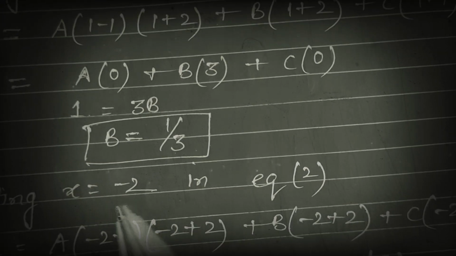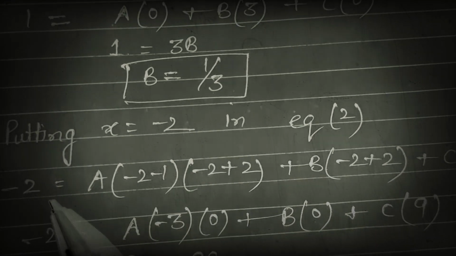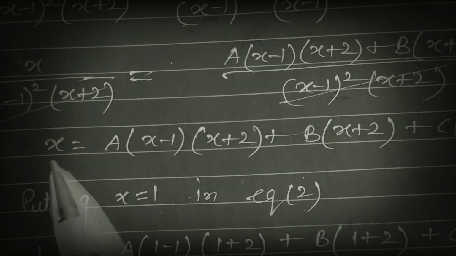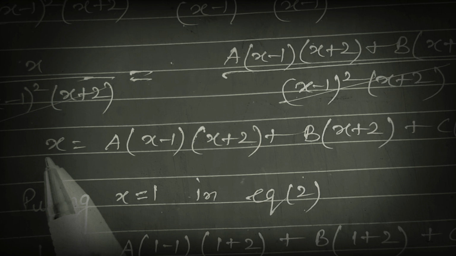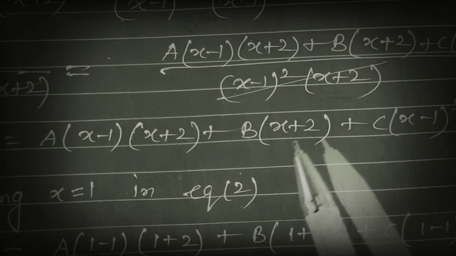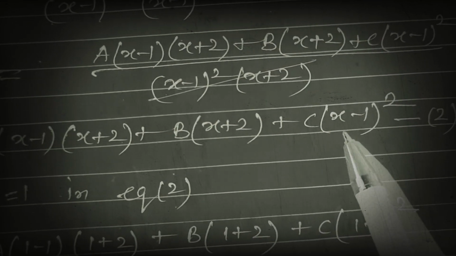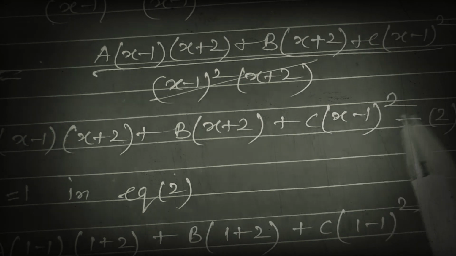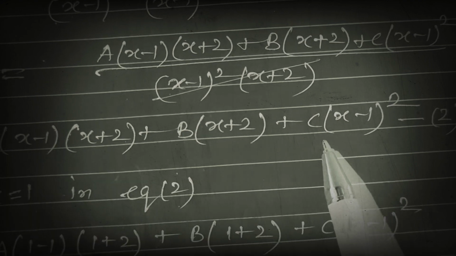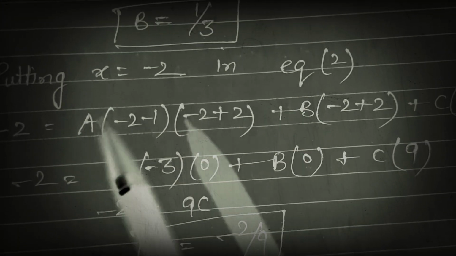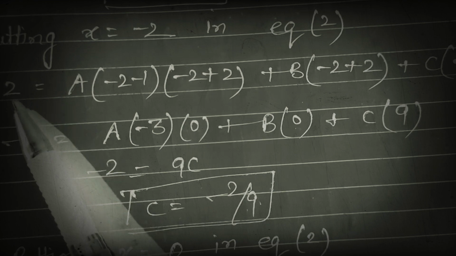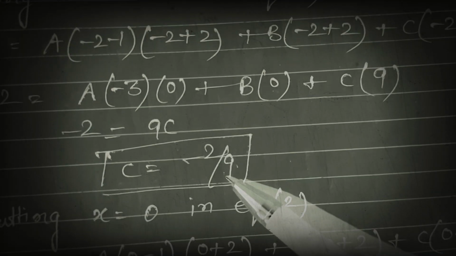By putting x is equal to minus 2 on both sides in the second equation: minus 2 into a into minus 2 minus 1, and minus 2 plus 2 is 0. Wherever x plus 2 appears it becomes 0, this also becomes 0. So c into minus 2 minus 1 whole square, it is minus 3 whole square, that means 9. 9c is equal to minus 2. C will be minus 2 by 9. By putting x is equal to minus 2 on both sides, we get c.